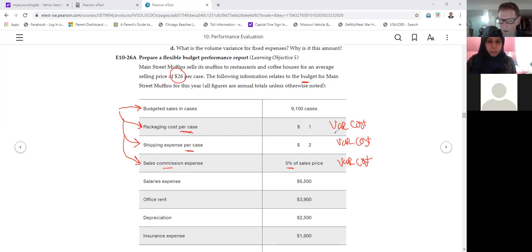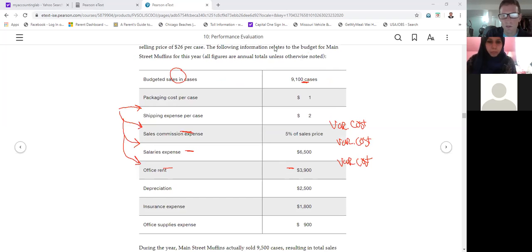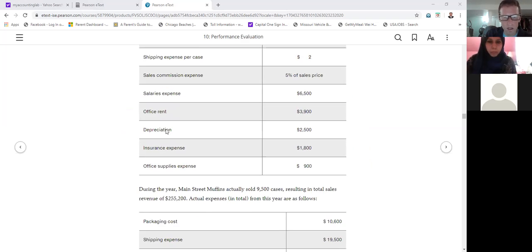And then the rest of this, as you would be practicing this, notice all I'm doing here is identifying what my costs are. You've got salaries expense, office rent, depreciation, insurance, office supplies. You're going to classify these mostly as fixed.